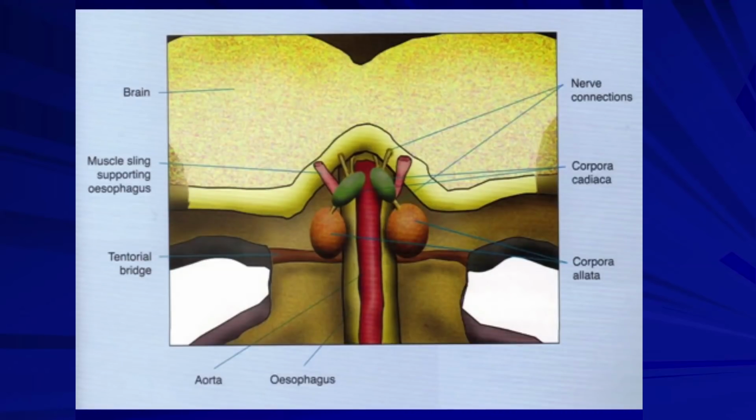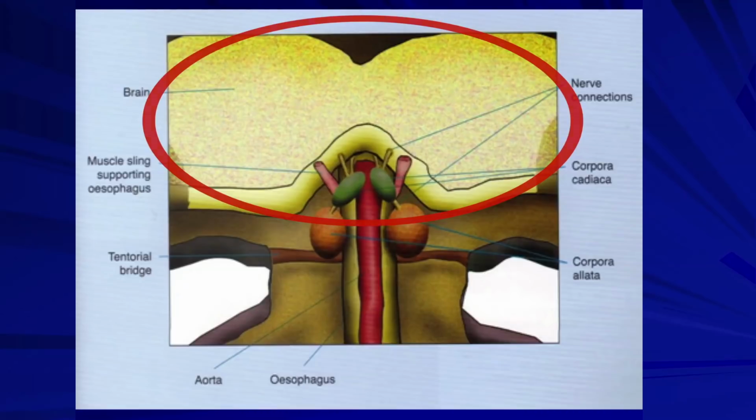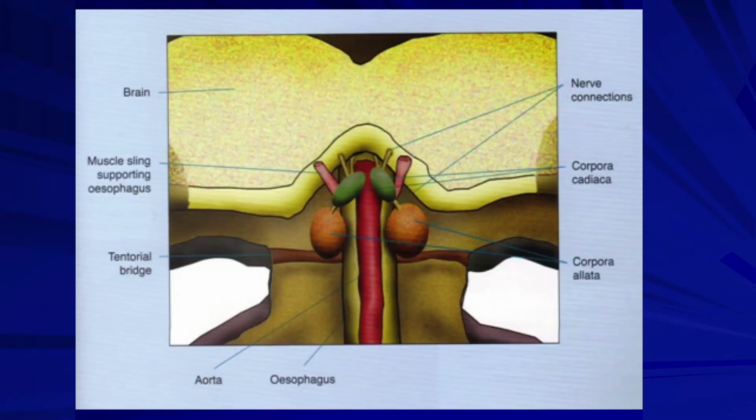Just to show you what we're talking about here, the corpora cardiaca is located right here. This is the heart or the aorta that we were talking about, and these are the corpora allata. The function of the cardiaca are not known, and just below this structure that you see right here below the heart, this would be the esophagus. And this is the brain of the bee. So this is where they're located, directly behind the brain.